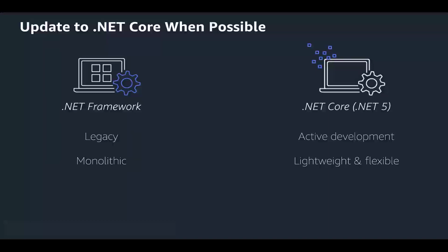.NET Core is more modular, flexible, and lightweight than .NET Framework, so it's easy to include only the libraries you need inside each microservice. This results in smaller services that are faster to start and run more efficiently.